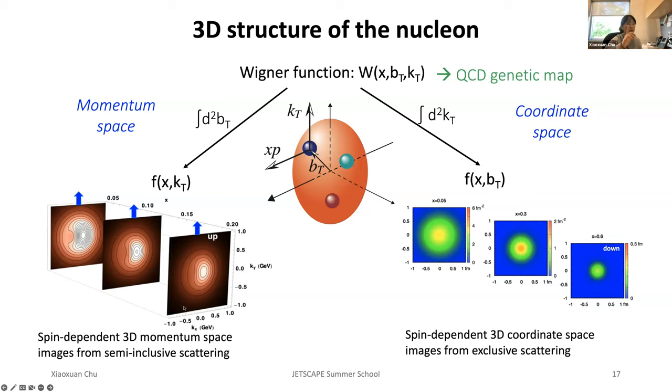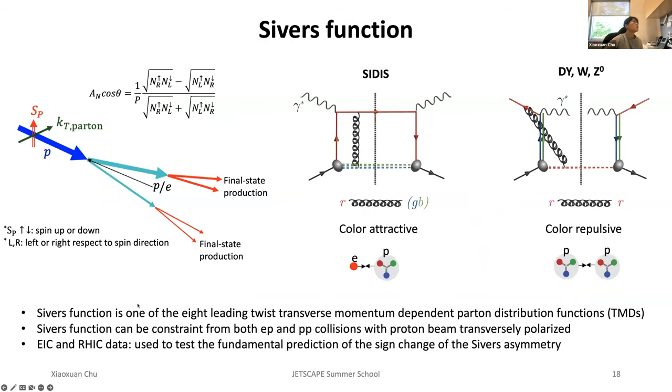So I want to give just one example of how we measure one of the TMDs from the EIC data. The Sivers function is one of the eight leading-twist transverse-momentum-dependent TMDs, and it describes the correlation of the proton spin and the parton's kT. Because of this correlation, in both ep and pp collisions, as long as the proton beam is transversely polarized, the final-state hadron production is asymmetric. So we can measure this asymmetry between hadron productions.